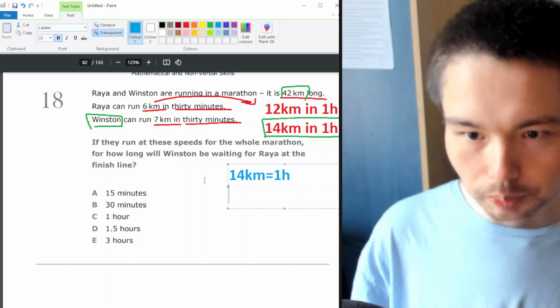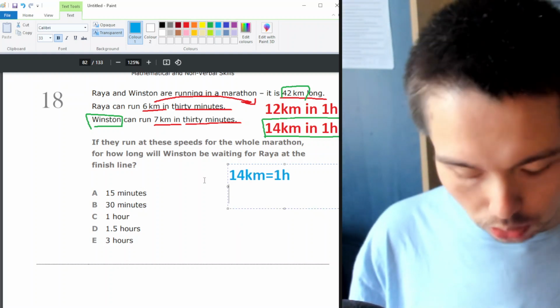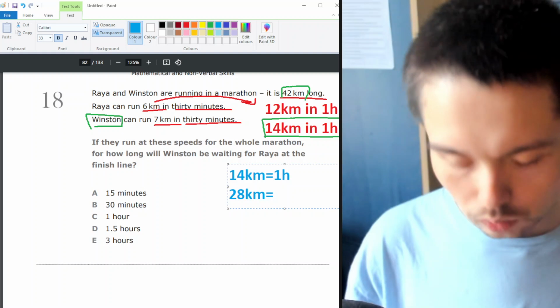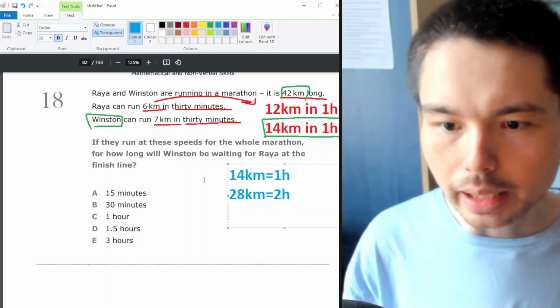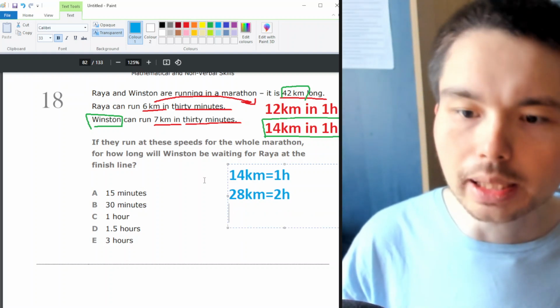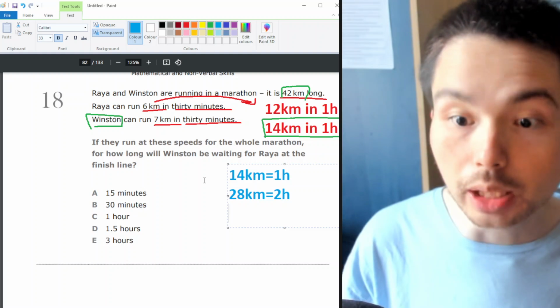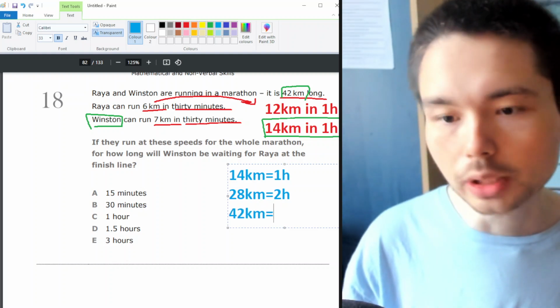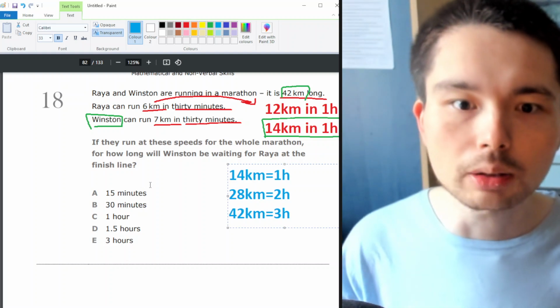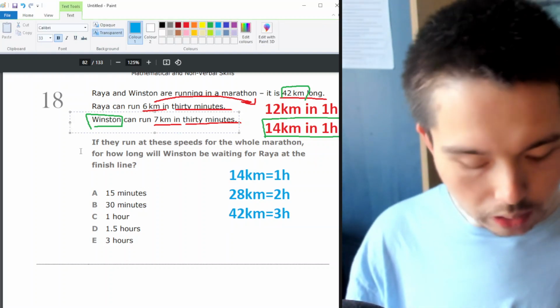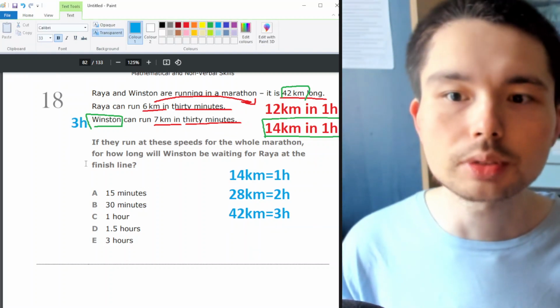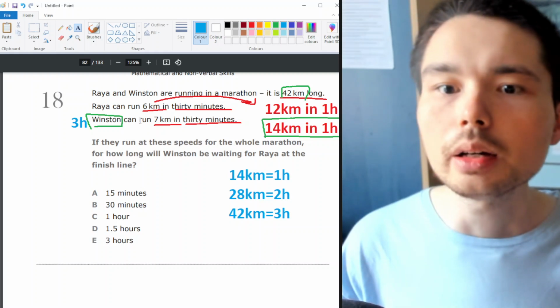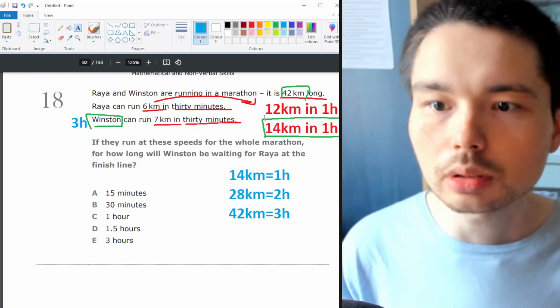14 is 1 hour. What's 14 plus 14? 28. And then here, just add 14 again. A nice way you can add 10 and then add 4. So 28 plus 10, 38. And then you add 4 is 42. Just adding step by step. So really, how long does it take this dude, Winston, to run the marathon? 3 hours.